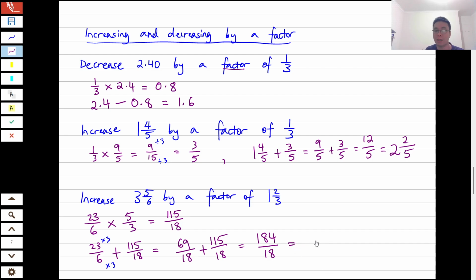And that is the same as 10 and 4/18 because 10 times 18 is 180. And because 4 and 18 have a common factor of 2, I can write this as 10 and 2/9, since 4 divided by 2 gives me 2, and 18 divided by 2 gives me 9.